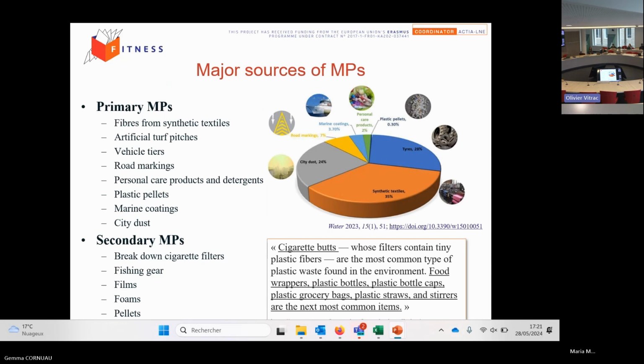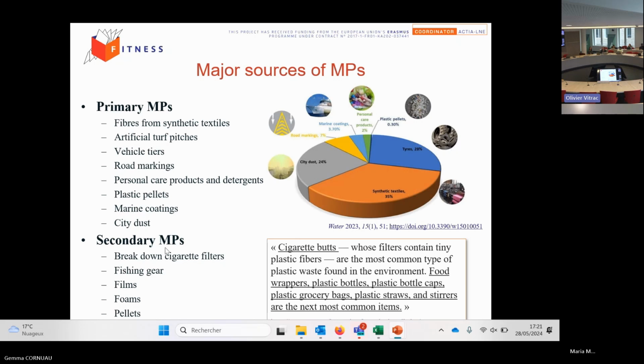Then you have the artificial turf pitches from, I don't know, sports places and things like this, bringing primary microplastics. The vehicle tires, the road markings, the personal care products and detergents, plastic pellets lost to the environment, marine coatings, and then city dust. So here you have one of the quantified papers which is showing, in fact, this classification.